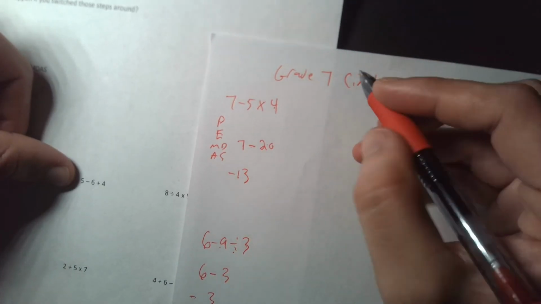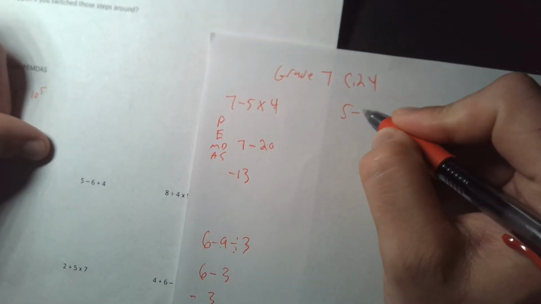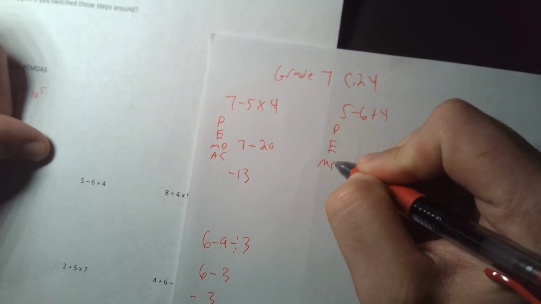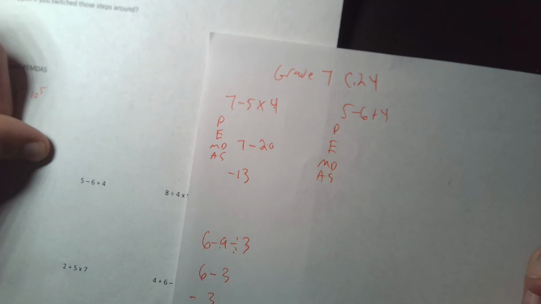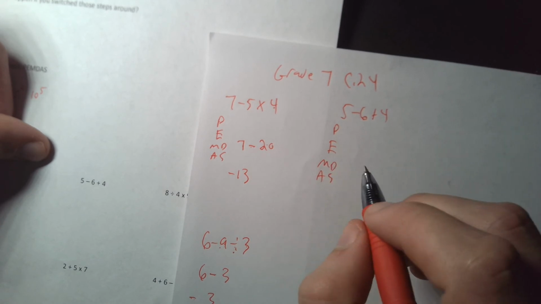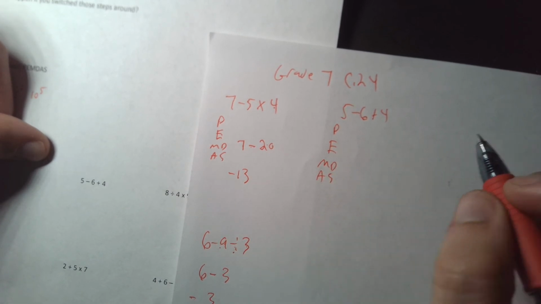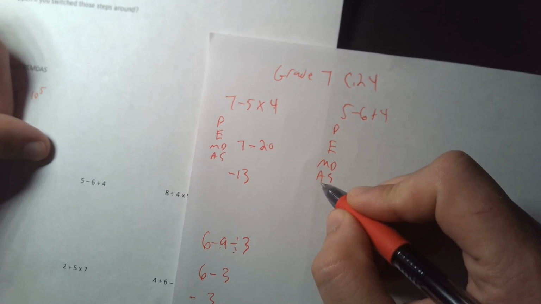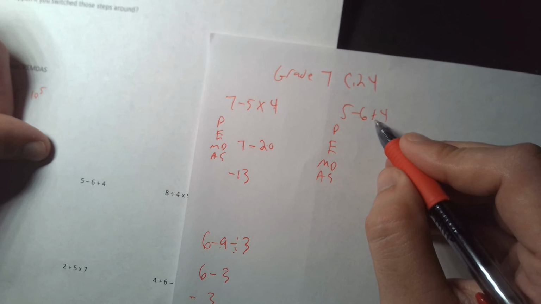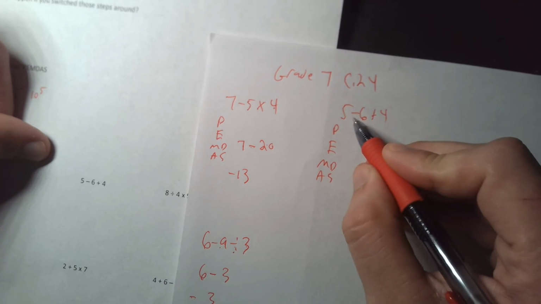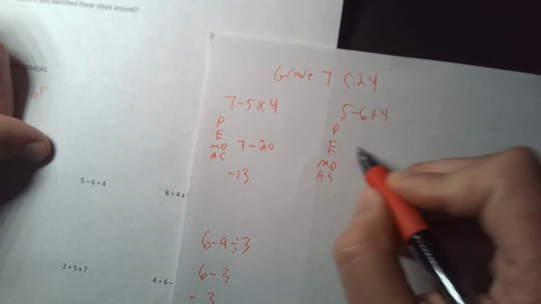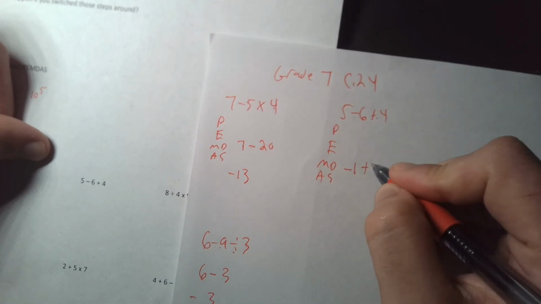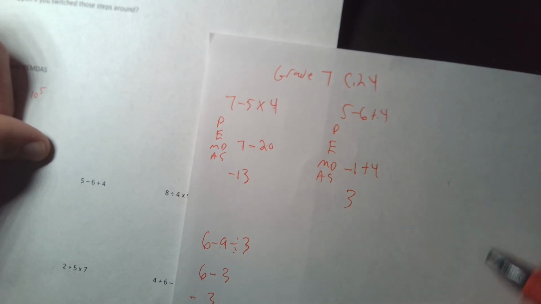Next one, we got 5 minus 6 plus 4. Okay, I'm going to write the acronym for this one so you guys can see. So now we have no parentheses, no exponents, no multiplication or division, but we have add and subtract. Now, this does not mean we're going to add first necessarily. The subtraction comes before the addition, so we are indeed going to subtract before we add. So we have 5 minus 6 is negative 1, plus 4. 4 minus 1 is 3.